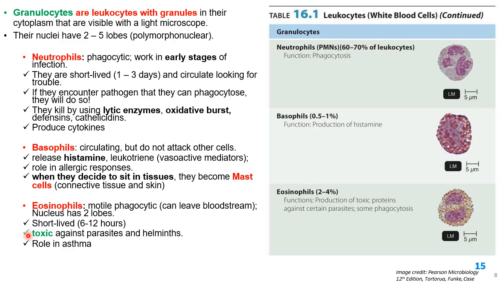Okay? Unfortunately, that stuff is so toxic that it's going to damage your cells too. Whatever is close to the dumping ground of the eosinophils is going to get some damage. Okay? Hopefully, most of the damage is going to go towards the parasite and the rest of your body is going to survive, but you do have some collateral damage that happens.